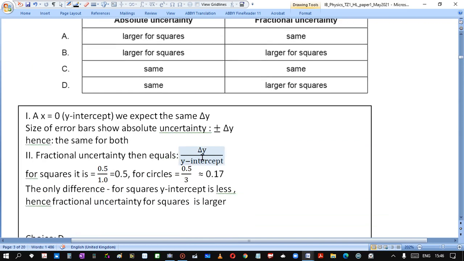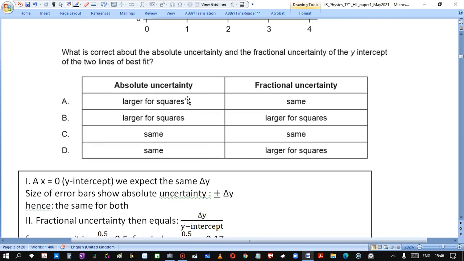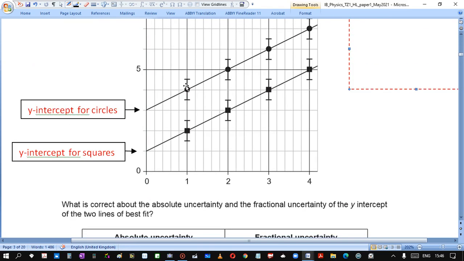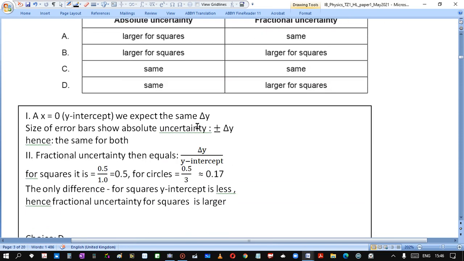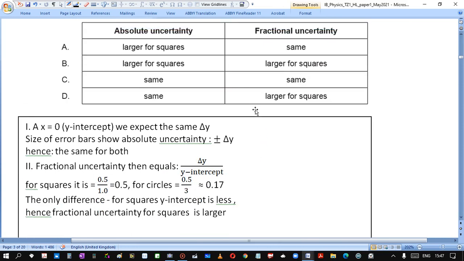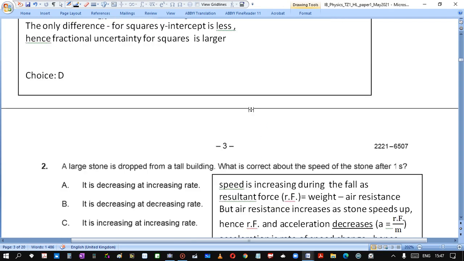So we can calculate. Absolute uncertainty is the same, as they tell us, but fractional uncertainty is uncertainty divided by value. Here the value is the y-intercept, so for squares we divide by 1, for circles we divide by 3, and we can see that fractional uncertainty for squares is larger, so we choose choice D.